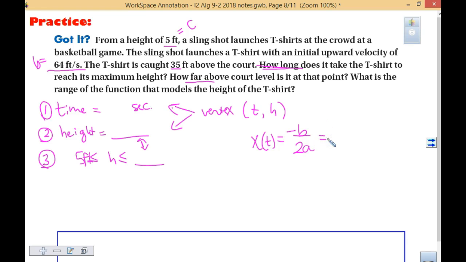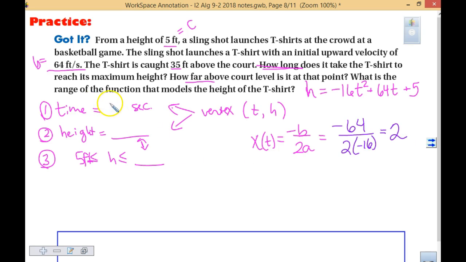So, in our problem, if we look at that equation, the equation for height is always negative 16t squared. We just found the 64. That was our velocity, 64t plus 5. So if I'm filling this into my equation, I'm going to have negative 64 divided by 2 times negative 16. Please put that in your calculator so we get our time. It comes out to equal, kind of nice, 2. So what time will it reach the maximum height? 2 seconds. We now have just found our time.